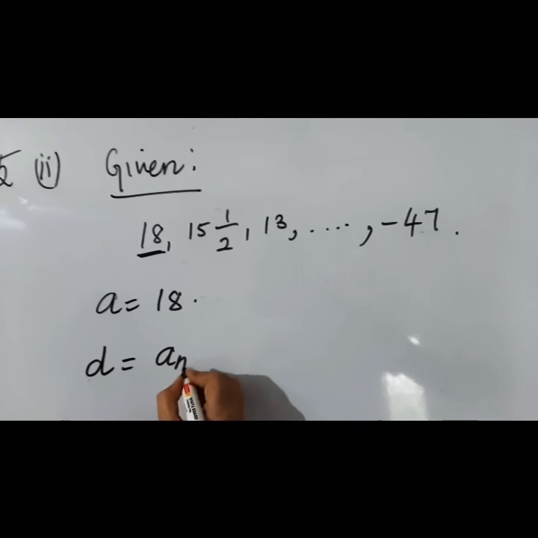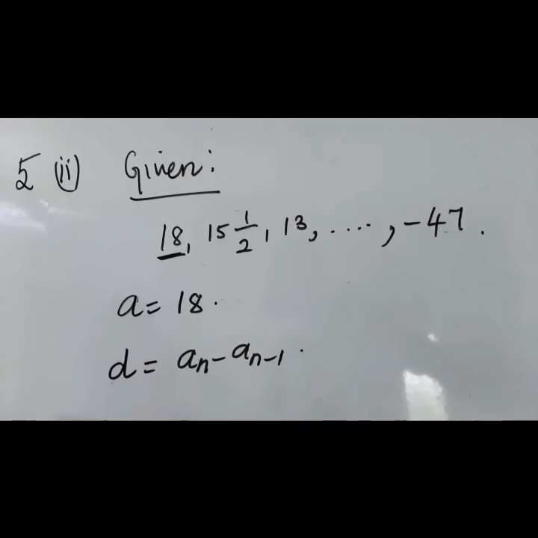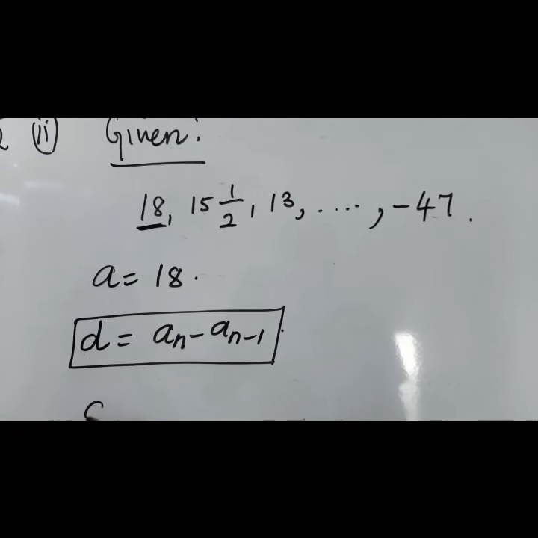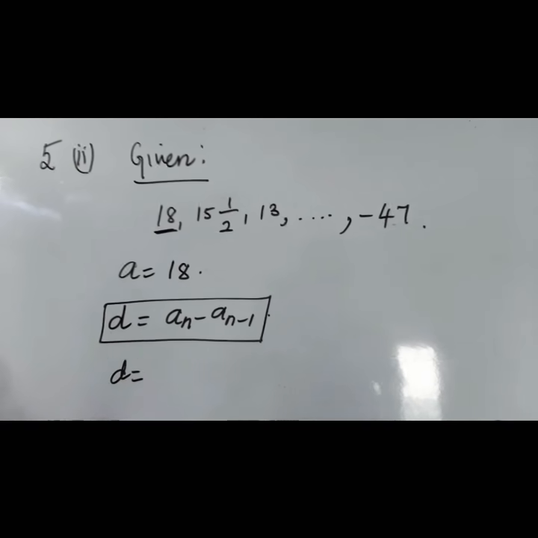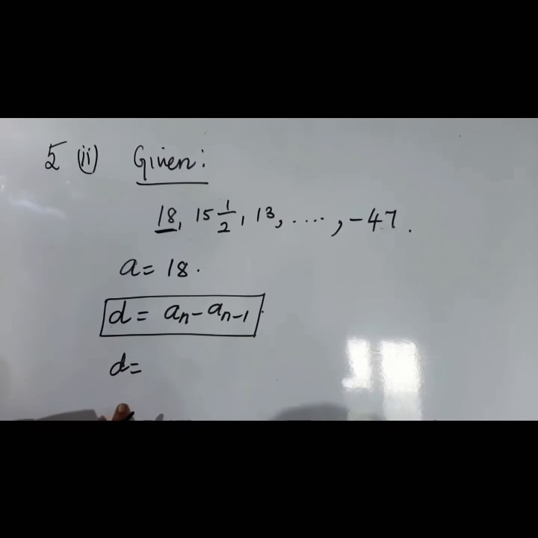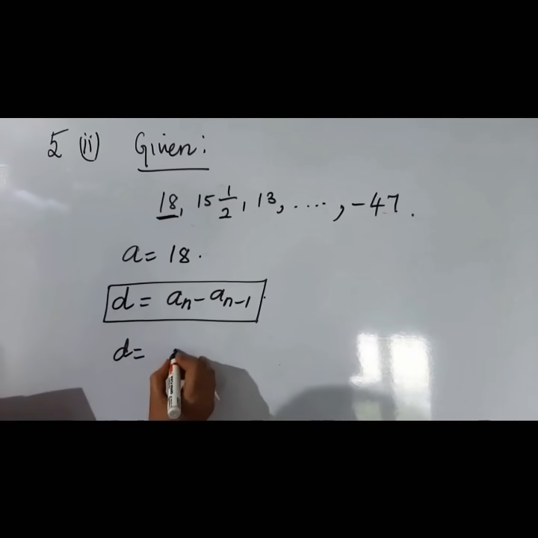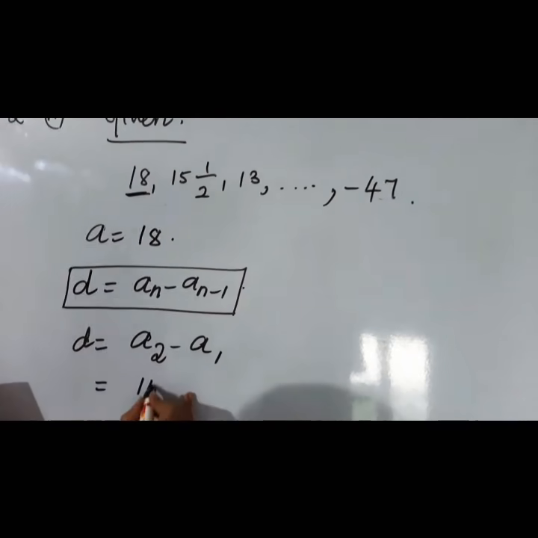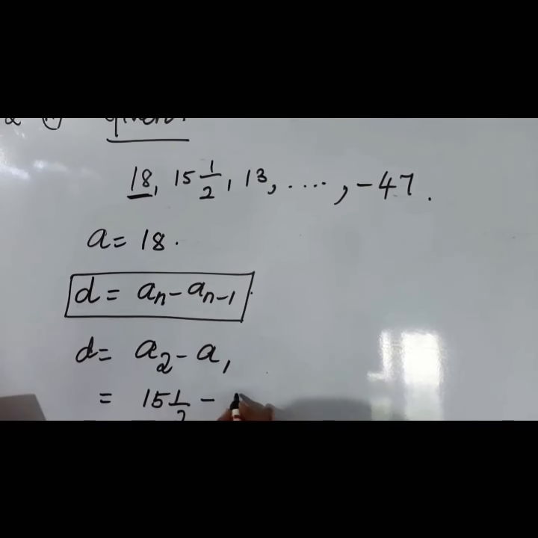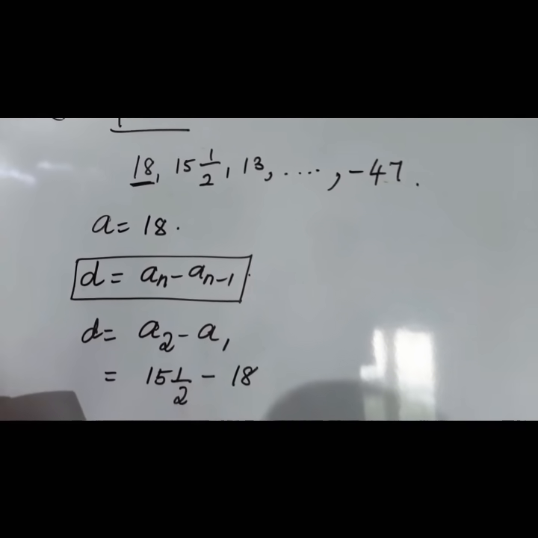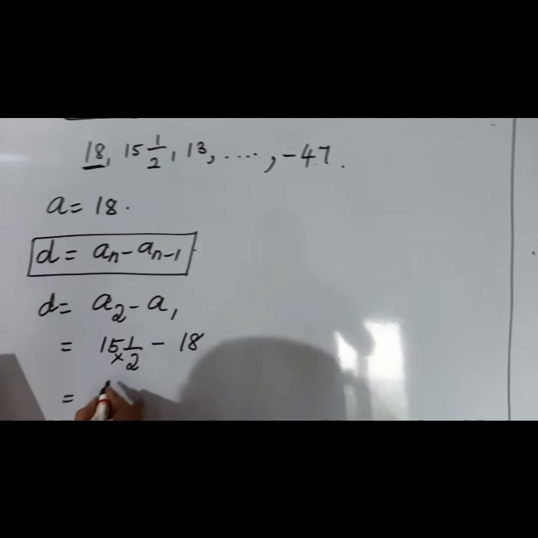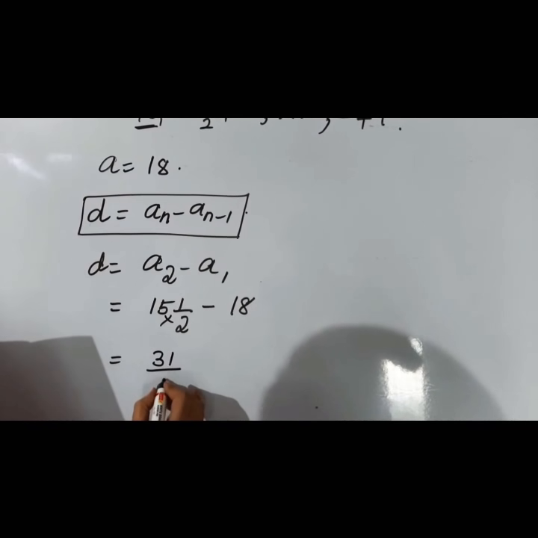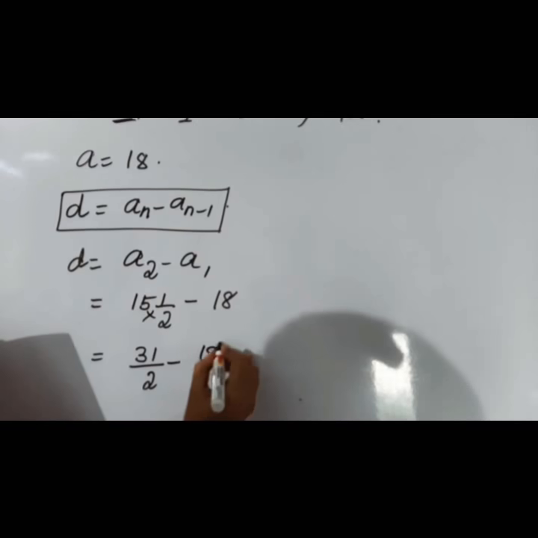The general format of d is aN minus aN minus 1. Children, I have introduced one more formula in AP, make a note of it. It is not compulsory to find d by subtracting the first two terms. We can find d by subtracting any two consecutive terms. So here as usual we are going by a2 minus a1. What is a2? Your second term, 15 1 by 2, and what is a1? Your first term, 18. This mixed fraction, if you make it an improper fraction, you will have 31 by 2.